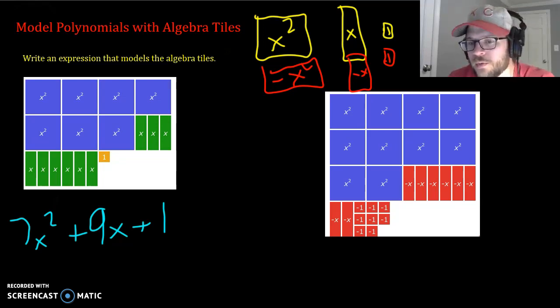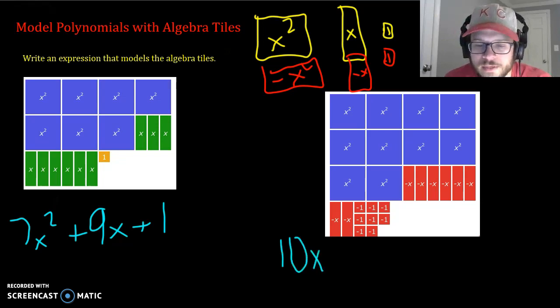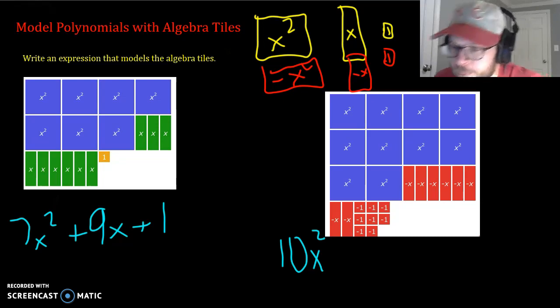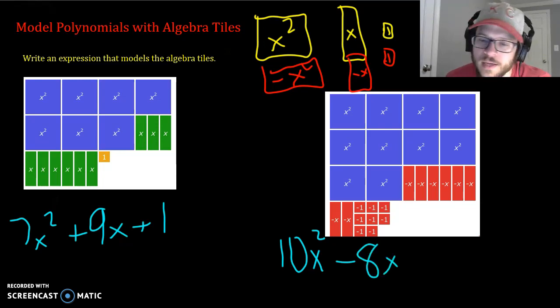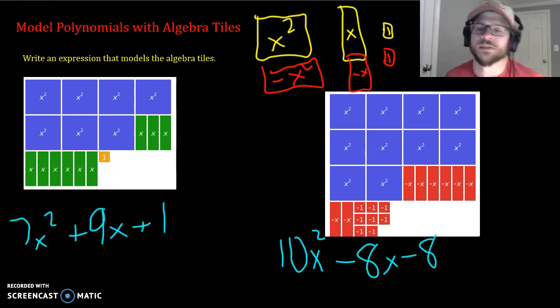Over on the next one, we're going to do the same thing. We have 2 rows of 4 and a 2, so this is 10 x squared, and all of those are positive. Now when we go to the bars, 1, 2, 3, 4, 5, 6, 7, 8, there are -8 of those. And then 1, 2, 3, 4, 5, 6, 7, -8 of just the single terms.